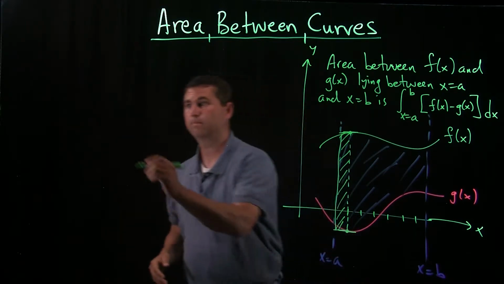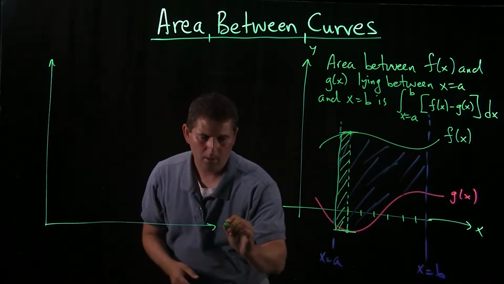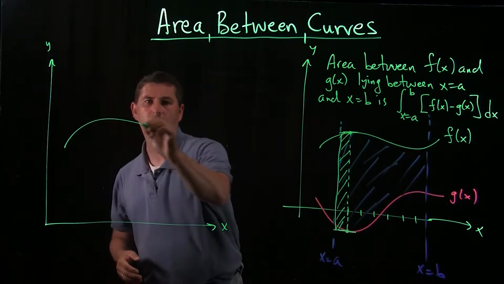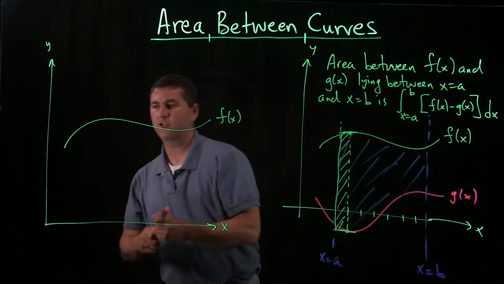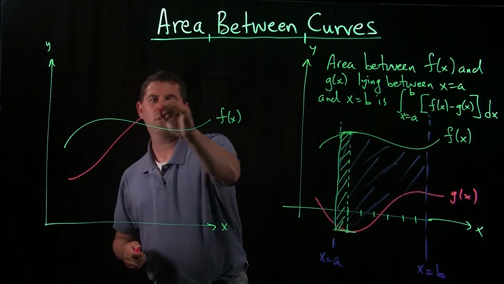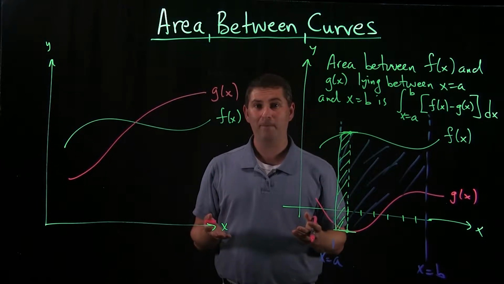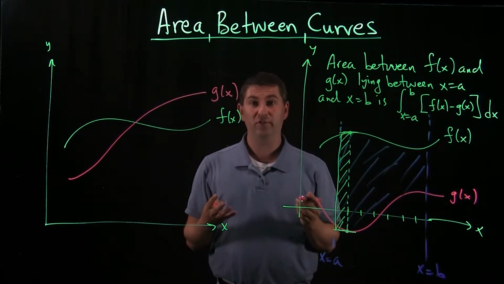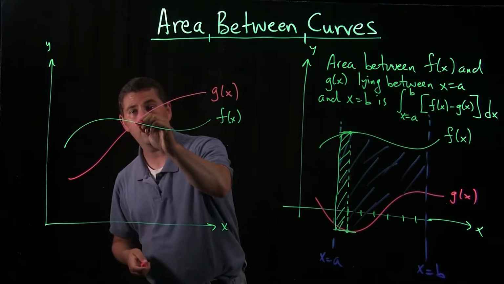Okay, let's draw another picture. So let's say I draw my function f of x, and I go to draw my function g of x, and g of x starts beneath f of x, but it crosses over. How am I going to compute this now? The answer is, you basically just break this up into two separate problems. So I figure out where they intersect. So this point right here.